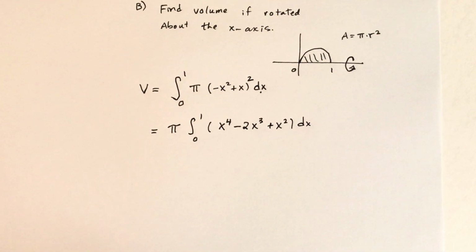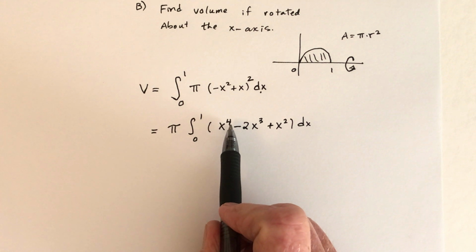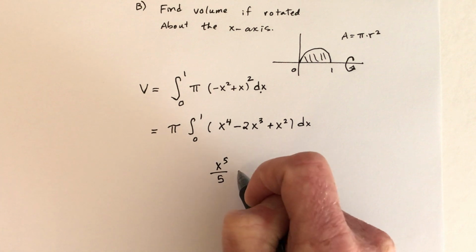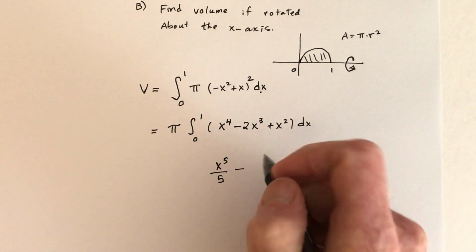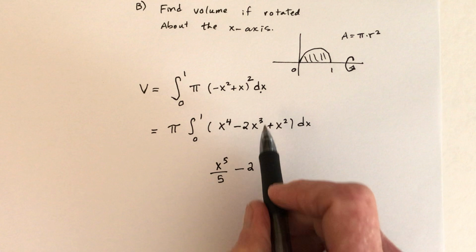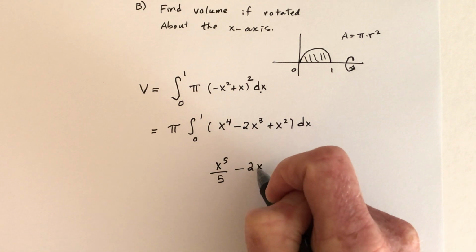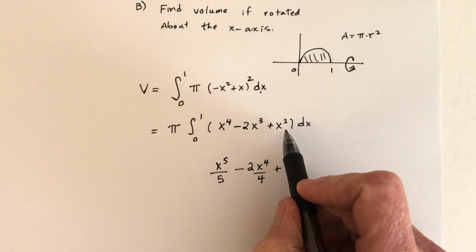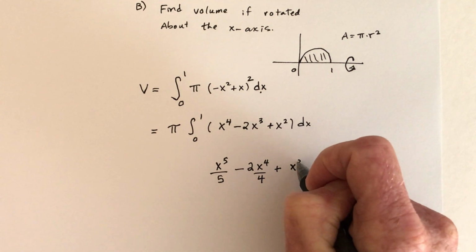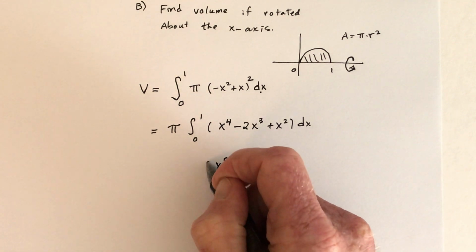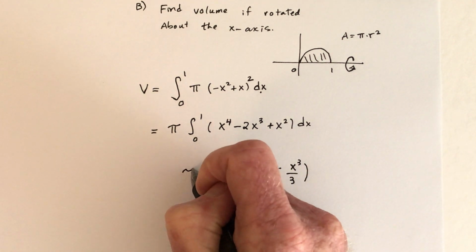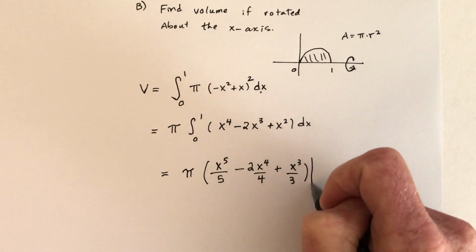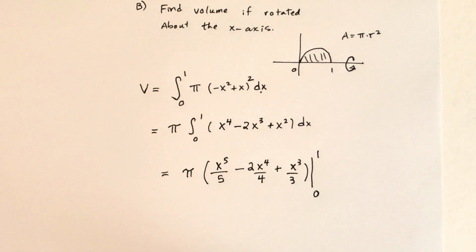All right, now just go through and add 1 to the exponent. So this is going to be x to the 5 over 5. Add 1 to the exponent, so I can't forget about the 2. So this is going to become x to the 4 over 4. And then add 1 to the exponent will become x to the 3 over 3. And then don't forget pi right here. And also, it's going to be from 0 to 1.